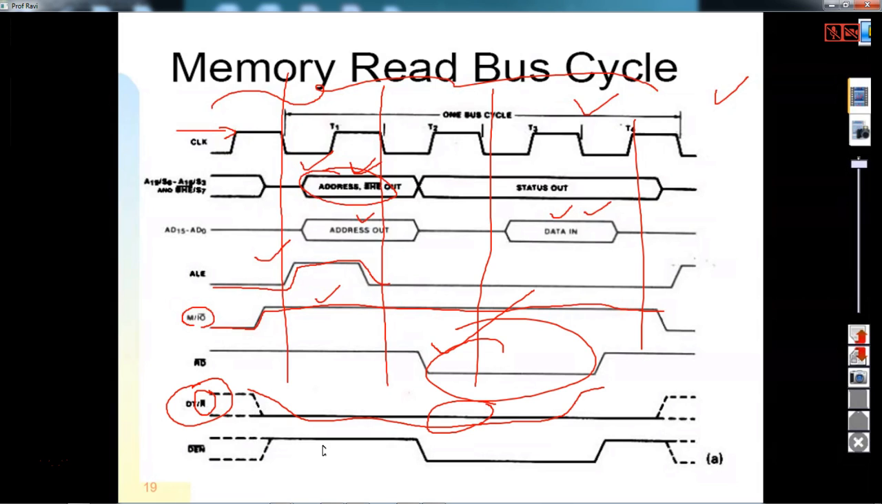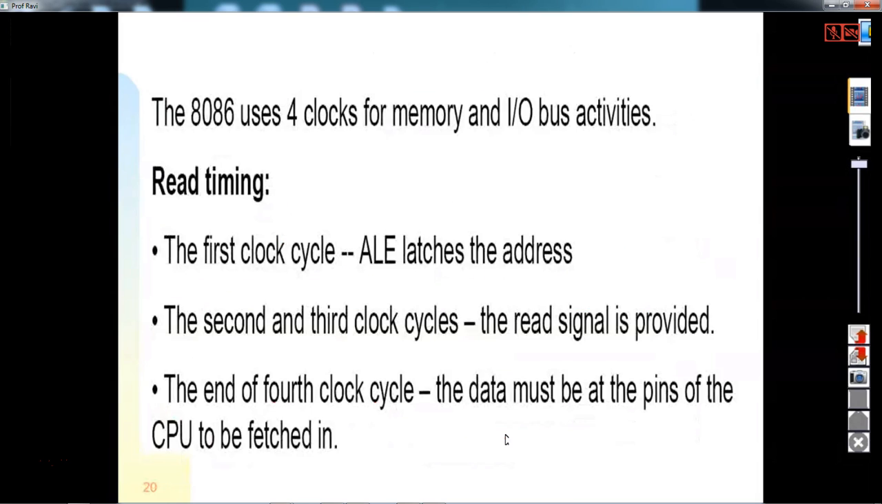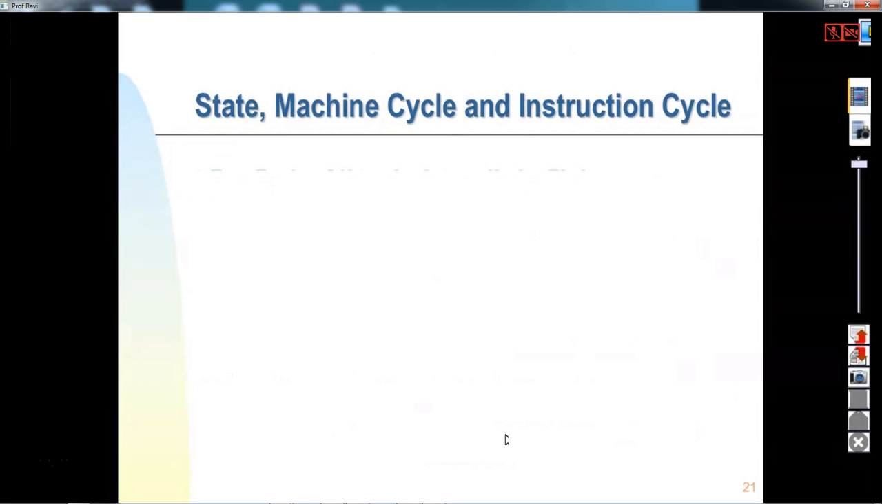And data enable, when it is low, means that to the buffer it can do it. This is what the read timing is, right?